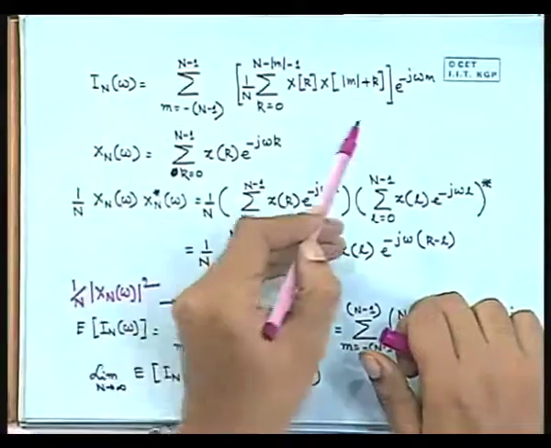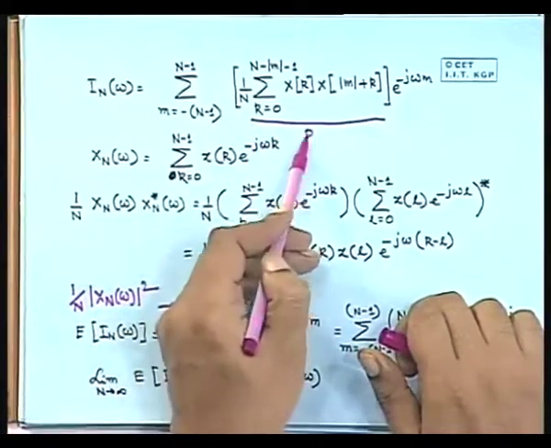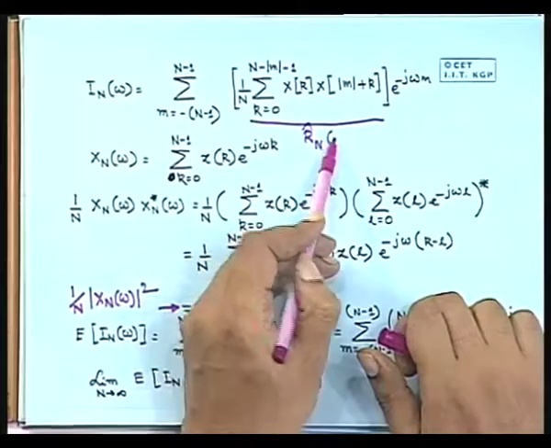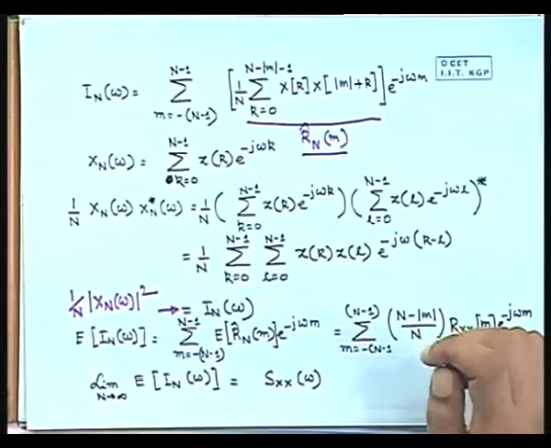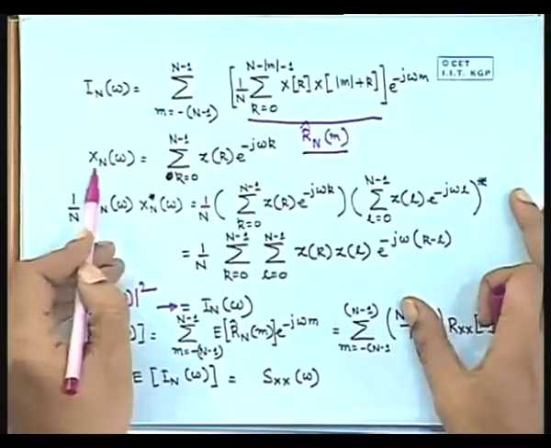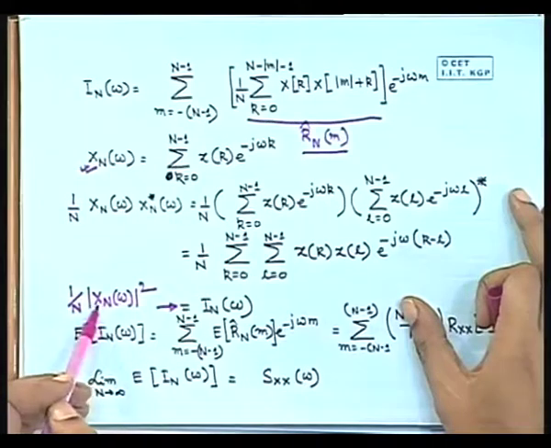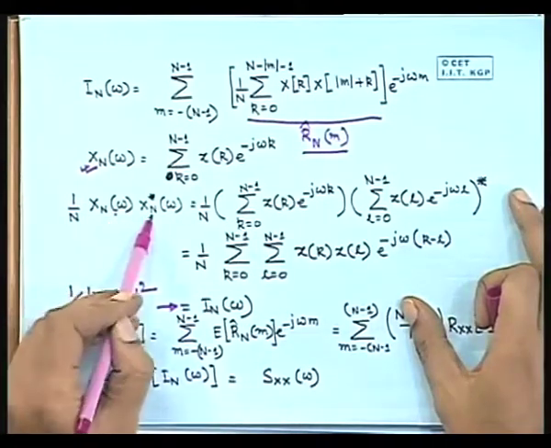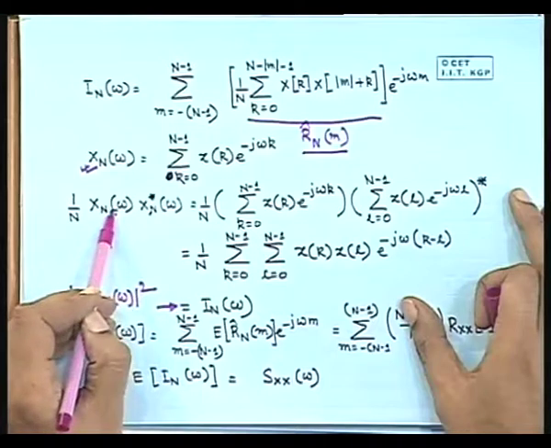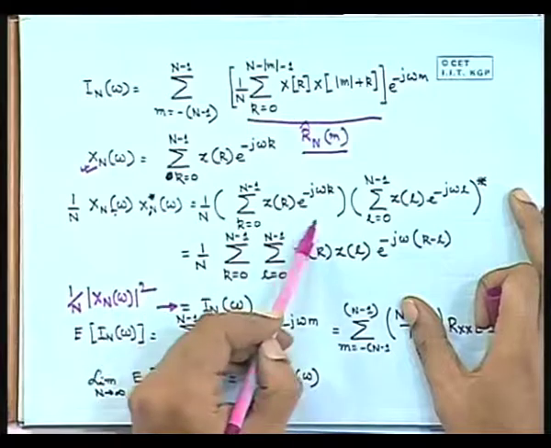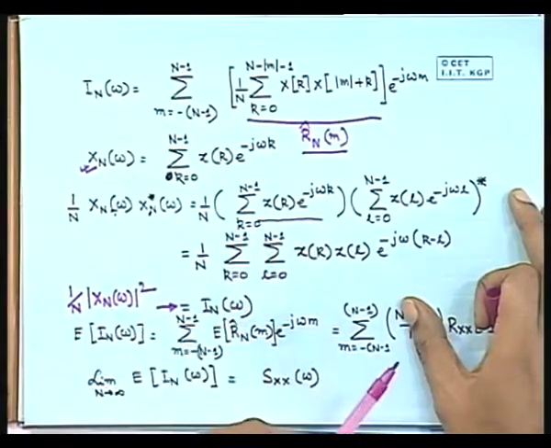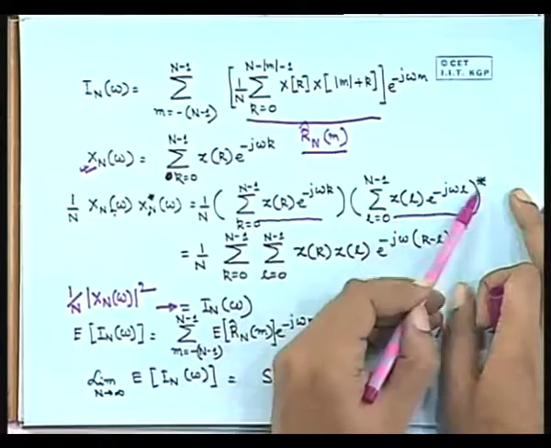That is another way. Why? Because this is just an identity, that I n(omega) can be written like this. This is my R hat n(m), just simply substituted, and this is my Xn(omega). So if I multiply Xn(omega) by its complex conjugate, that gives you the magnitude square. So this is Xn(omega) and this is again Xn(omega) star.